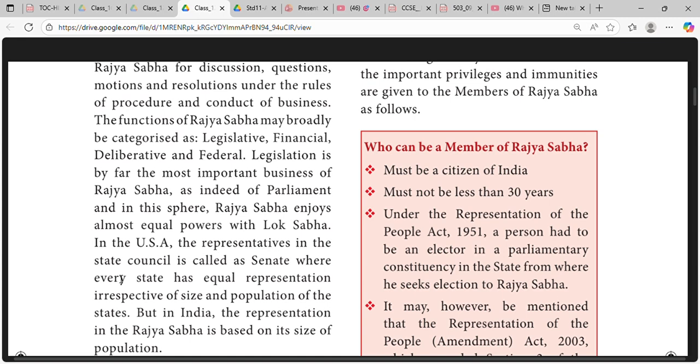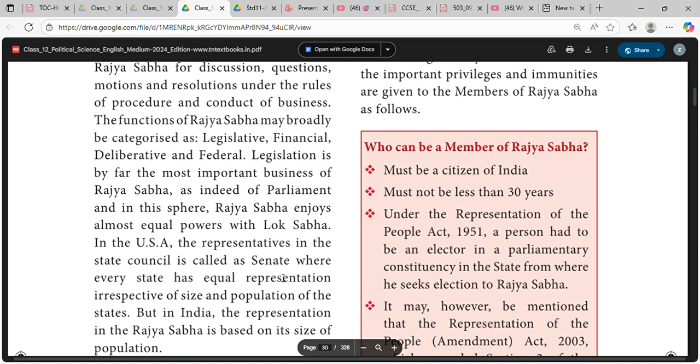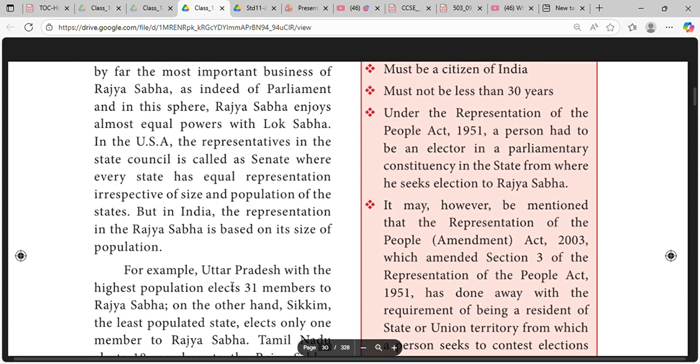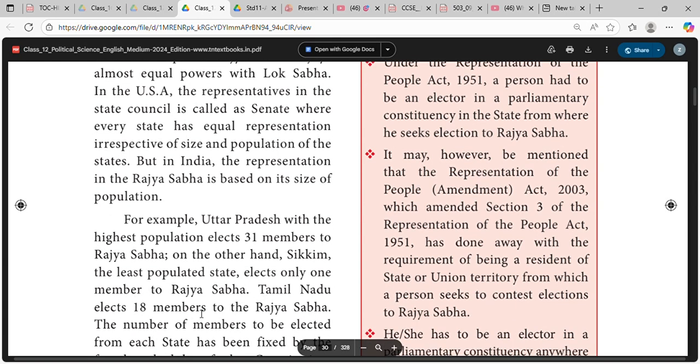In the USA, the representatives in the state council are called the Senate, where every state has equal representation irrespective of the size and population of the states. But in India, the representation in the Rajya Sabha is based on the size of population. For example, Uttar Pradesh, with the highest population, elects 31 members to Rajya Sabha. On the other hand, Sikkim, the least populated state, elects only one member to Rajya Sabha. Tamil Nadu elects 18 members to the Rajya Sabha.